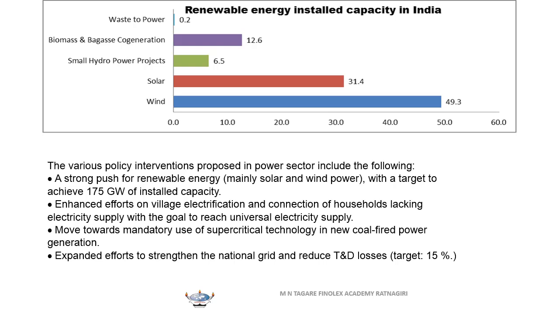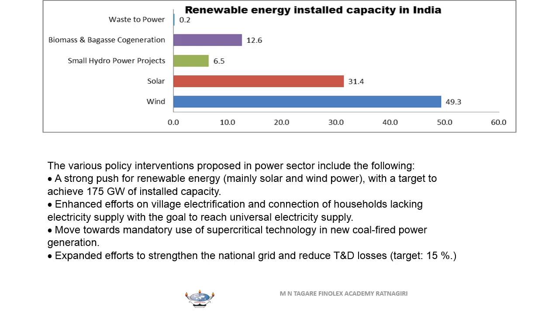Then enhanced efforts on village electrification. This has already been achieved: electricity in every village, that mission has been achieved. Now efforts are going on to complete the task by 2020 of electricity to everyone, and the connection of households lacking electricity supply, with a goal to reach universal electric supply.